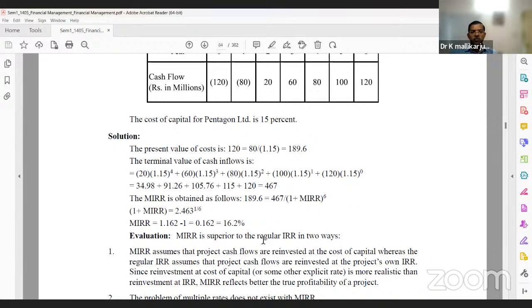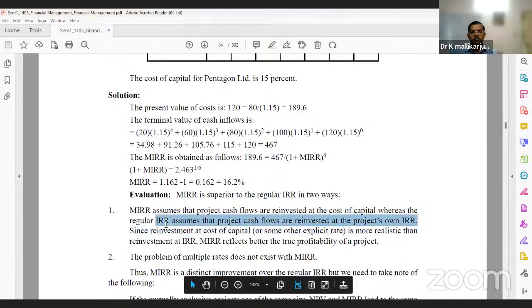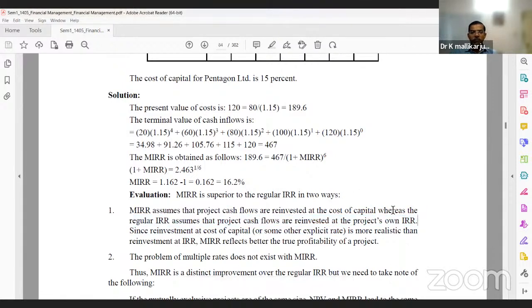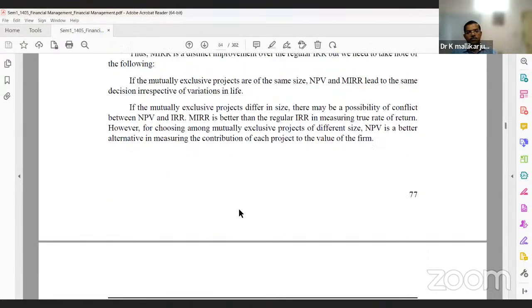Evaluation: MIRR is superior to the regular IRR in two ways. MIRR assumes that the project cash flows are reinvested at the cost of capital, whereas regular IRR assumes that the project cash flows are reinvested in its own project. Okay, MIRR reinvests at the cost of capital, whereas with IRR they can invest in any other sources. The profit multiple rate is different.